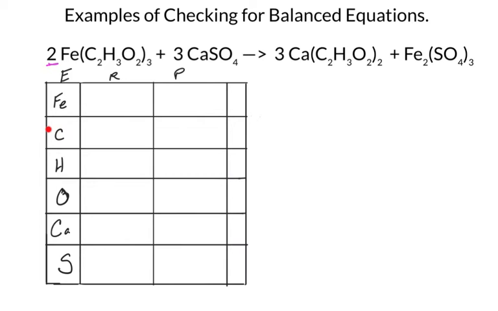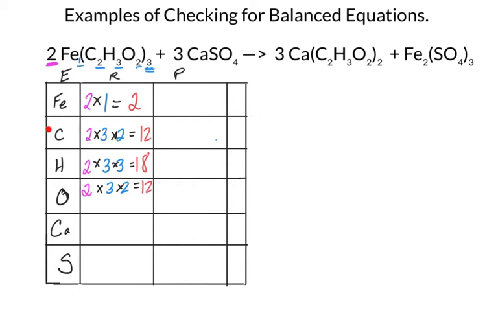So we'll look at iron. We have 2 times 1 for a total of 2 iron. Then for the carbon, we have 2 times 3 times 2, which is a total of 12 for carbon. Then for hydrogen, we have 2 times 3 times 3, which is 18 for the hydrogen. Then we have oxygen. Now I'm just doing the one for the iron in the iron acetate first. We'll come back to the other part later. So for the oxygen, I have 2 times 3 times 2, and so that is 12 oxygen so far.